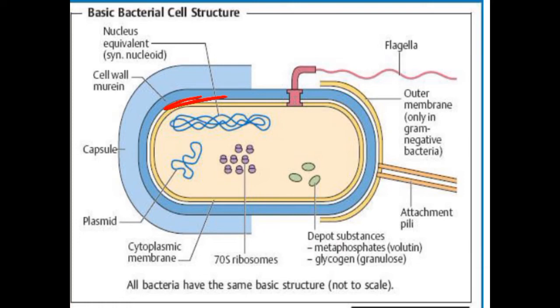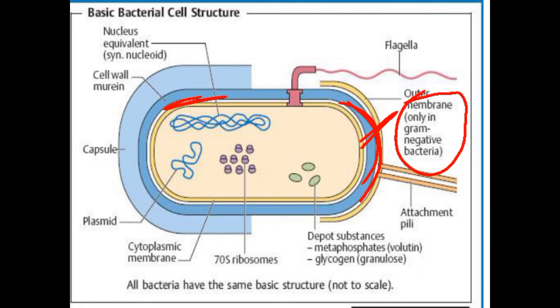Outside this peptidoglycan, there is also an outer membrane. It is only present in gram-negative bacteria, and this is lipopolysaccharide. Both these components are part of the cell wall. In gram-positive, only peptidoglycan is the cell wall, while in gram-negative, both peptidoglycan and lipopolysaccharide make up the cell wall. This outer membrane or lipopolysaccharide, which is only present in gram-negative, acts as an endotoxin.